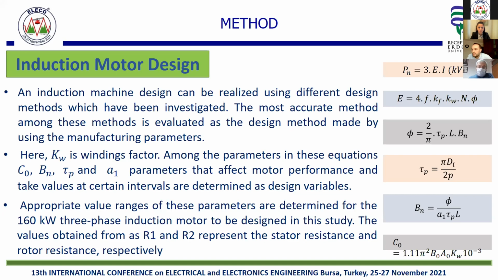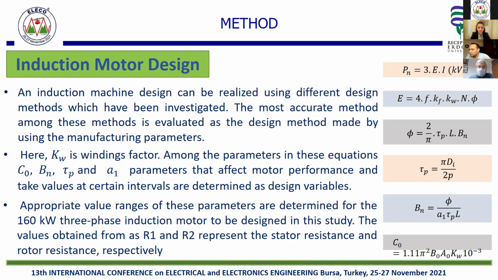Here, KV is widening factor. Among the parameters in this equation, C0, BN, tau and alpha 1, parameters that affect motor performance and take values at certain intervals, are determined as design variables. Appropriate value ranges of these parameters are determined for the 116 kilowatt three-phase induction motor to be designed in this study.